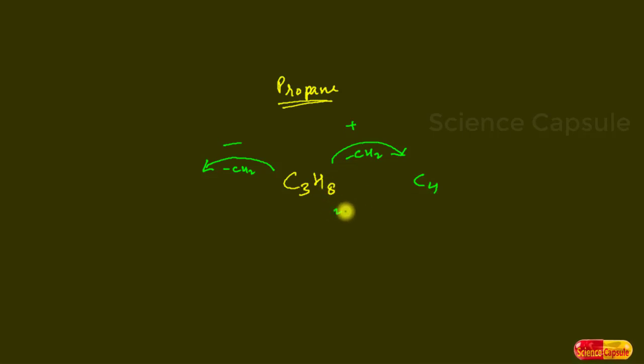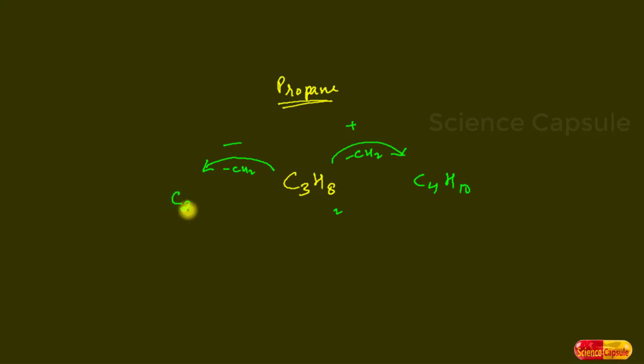As practice, let me take the compound propane. The molecular formula, we know, is C3H8. To find the next homologous series, we have to add a unit of CH2. In order to find the previous homologous series, we have to subtract a unit of CH2. So by adding a unit of CH2, we have 3 carbon plus 1 carbon, which is C4. Here 8 plus 2 hydrogen will be 10. So C4H10. For the previous one, we have to subtract 1 carbon from C3.